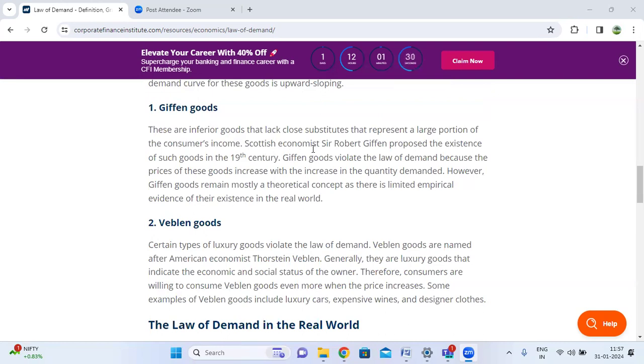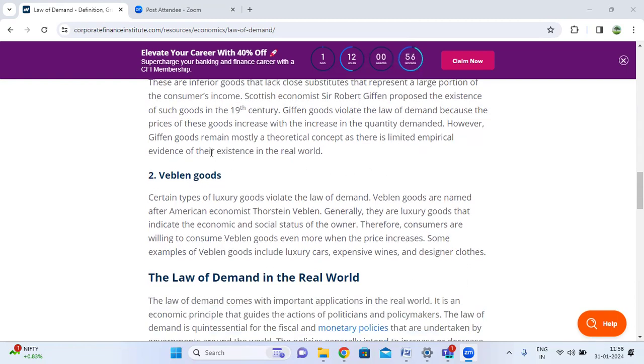The Scottish economist Sir Robert Giffen proposed the existence of such goods in the 19th century. Giffen goods violate the law of demand because as the price of the good increases, the quantity demanded also increases.